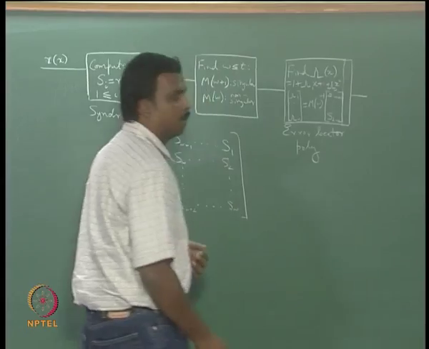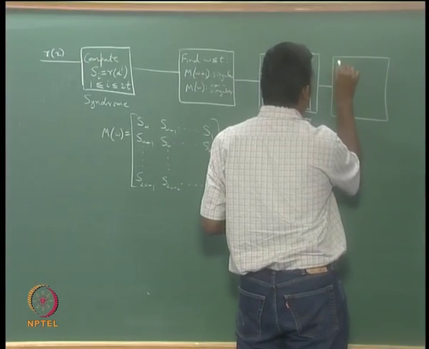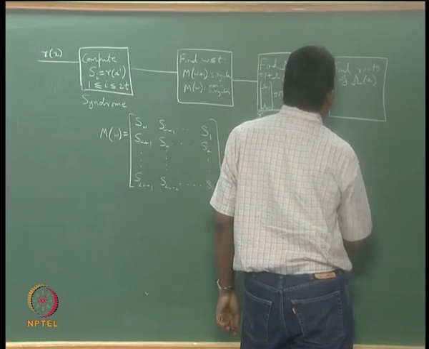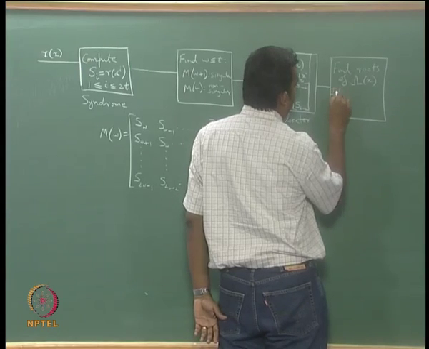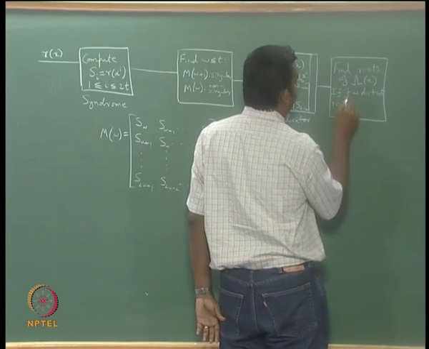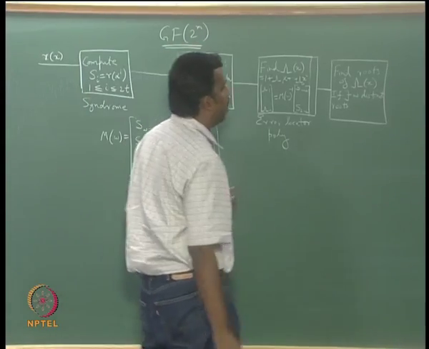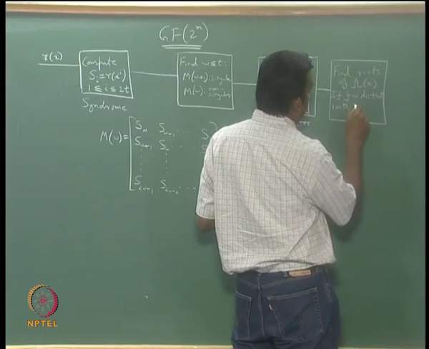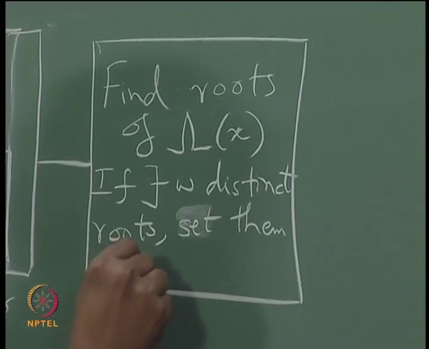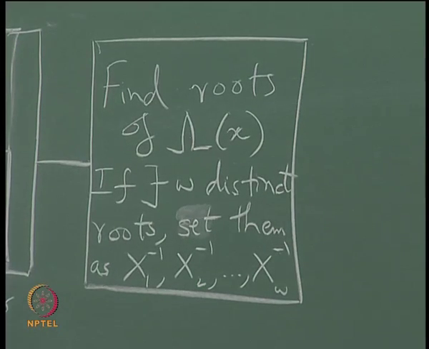Okay, what is the next step? You have to find the actual error locations. You find roots of lambda of X. If there exist W distinct roots, of course all of these things are in GF(2^m). Okay, so all the operations are in GF(2^m). Okay, it's important. If there exist roots, set them as X1 inverse, X2 inverse, and so on till XW inverse. So in this step you find the error locations.